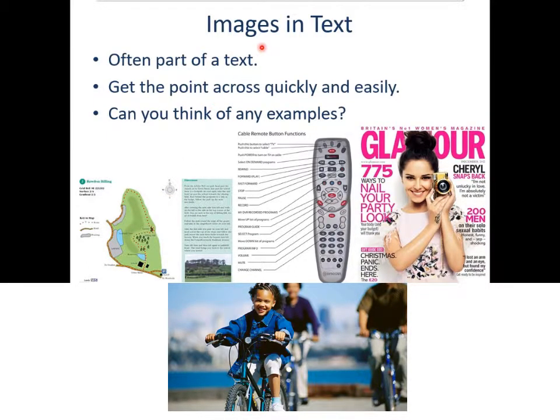Okay, so images in text. They are often part of a text because when you have an image, normally the description or the explanation will come together after it. So it gets the point across quickly and easily. For example, over here, this is a remote control, and these are the legends or the indicators for each of the buttons and what their functions are. So if you are looking for the button for volume control, by reading this legend, you know where to push for the volume button.